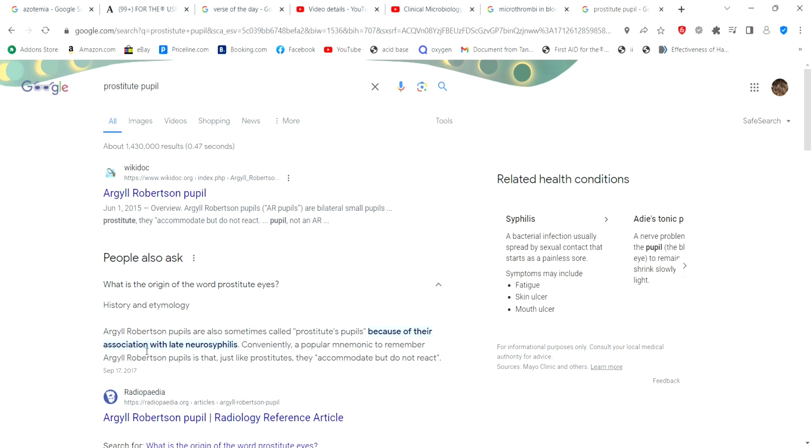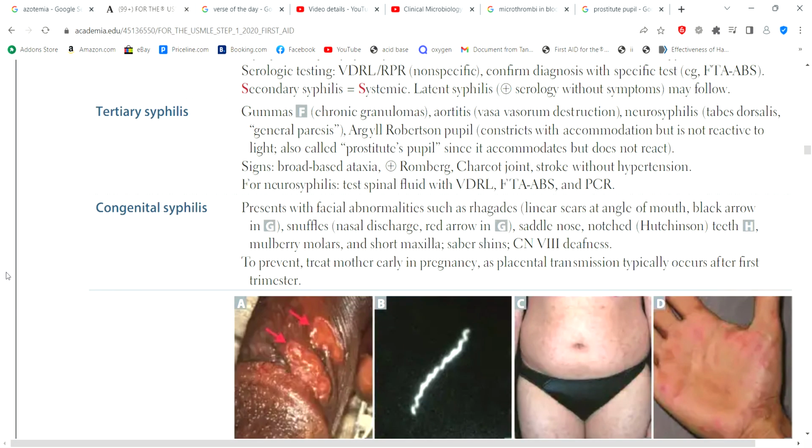This is interesting. Argyll Robertson pupils are also sometimes called prostitute pupils because of their association with late neurosyphilis. So I guess you can think of it as STD, prostitute, neurosyphilis. Conveniently, a popular mnemonic to remember Argyll Robertson pupil is that just like prostitutes, the pupils will accommodate but do not react. I guess what they're saying is prostitutes accommodate to what you want, but don't demand things. Okay, people have very strange ways to remember things.